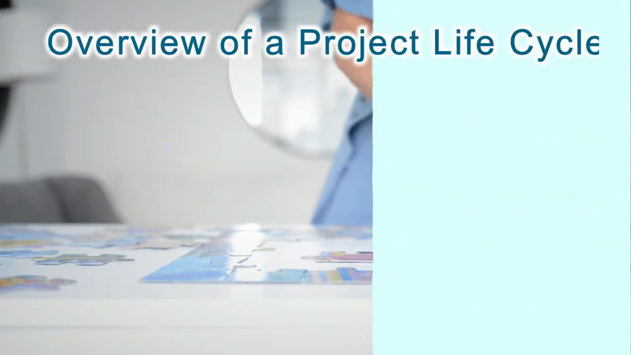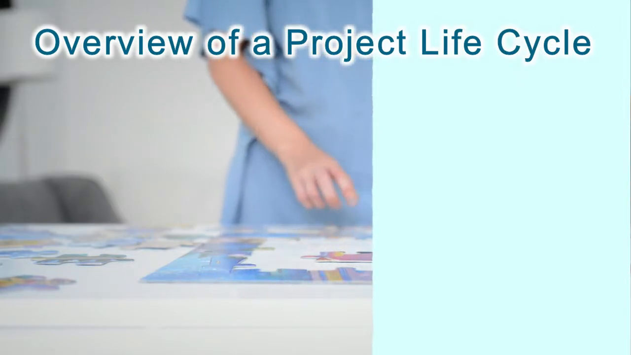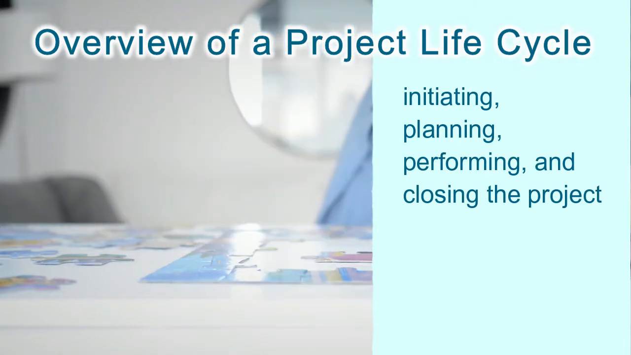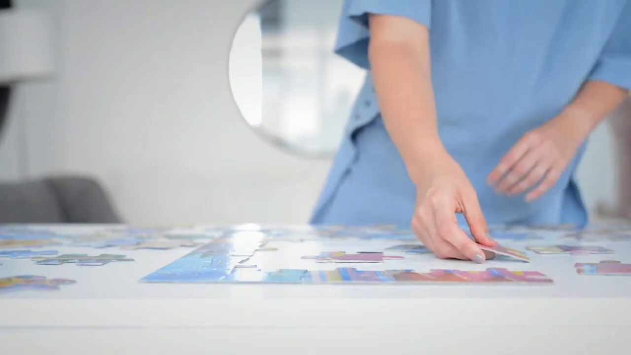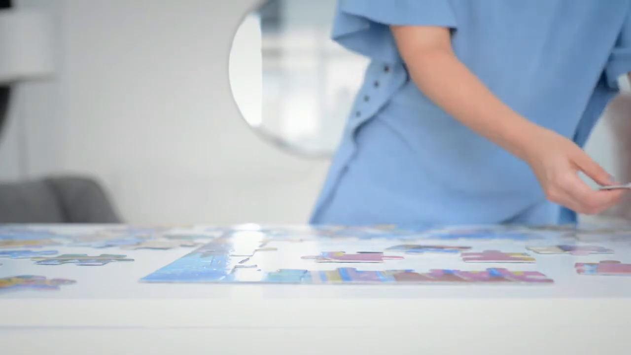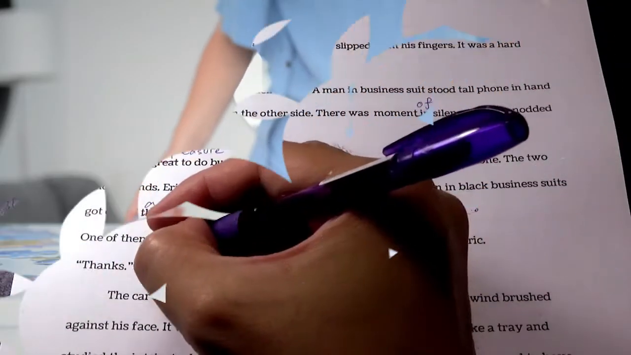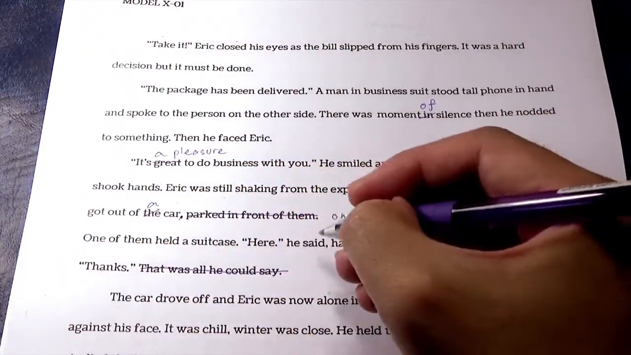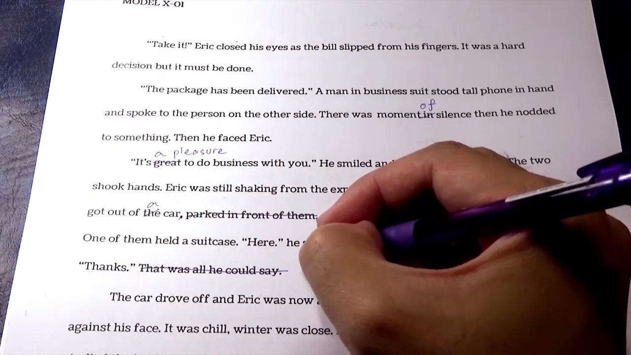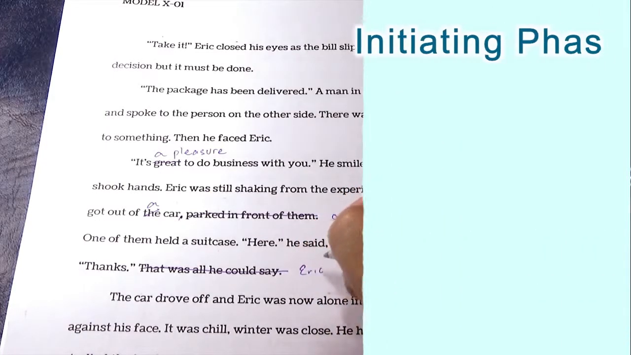Overview of a project life cycle. The generic project life cycle has 4 phases: initiating, planning, performing, and closing the project. The time span of each phase and the associated level of effort will vary depending on the specific project. Project life cycles vary in length from a few weeks to several years, depending on the content, complexity, and magnitude of the project.